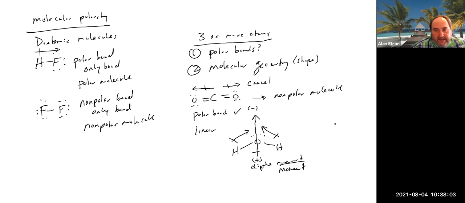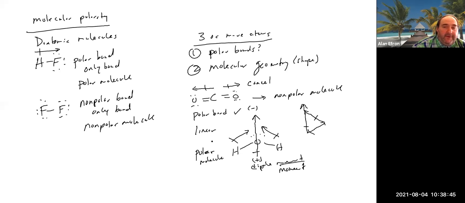If we draw these vectors together, this one comes this way, this one goes to the tail of it, and they add together to head in this direction. We get a net dipole moment in this case, and this would obviously be a polar molecule. Polar molecules have dipole moments, meaning that as a whole, there's a side of the molecule that's more negative and a side that's more positive, due to unequal sharing of electrons.